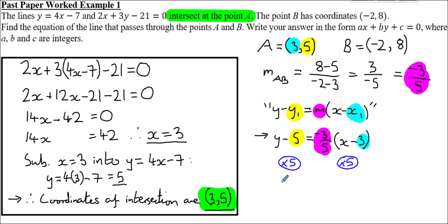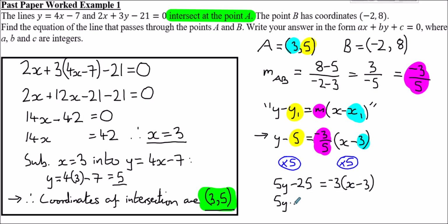So y times 5 gives us 5y, minus 5 times 5 is minus 25. Divide by 5 times by 5, that's going to cancel, so we're just going to have minus 3 brackets x minus 3.